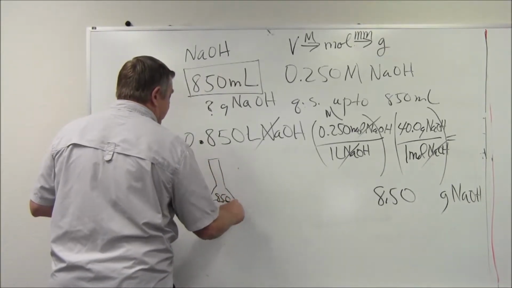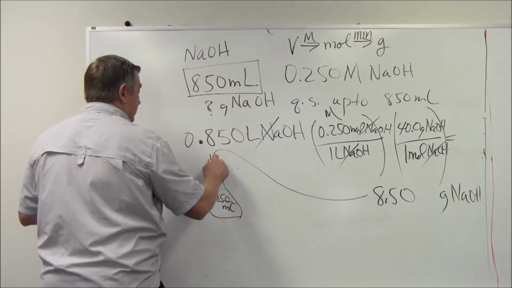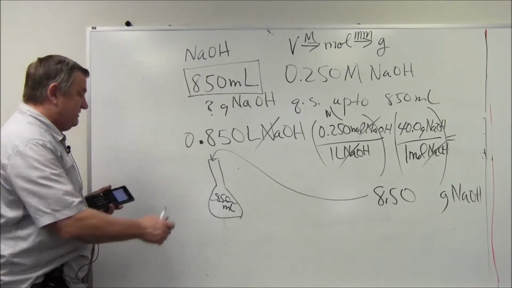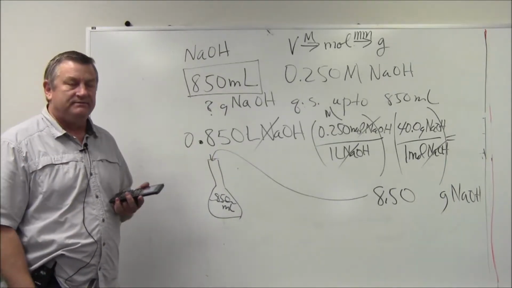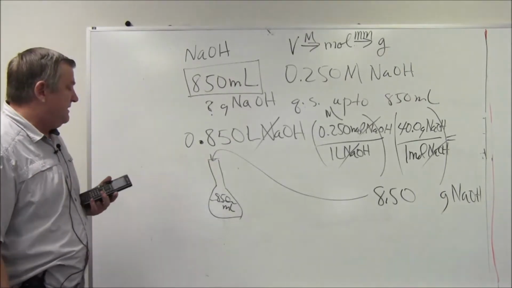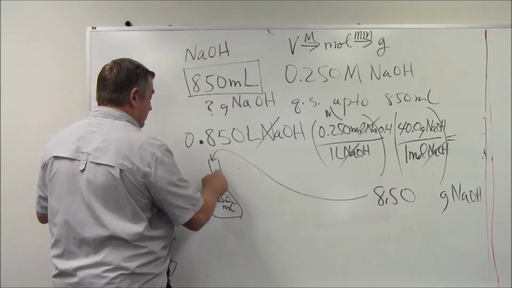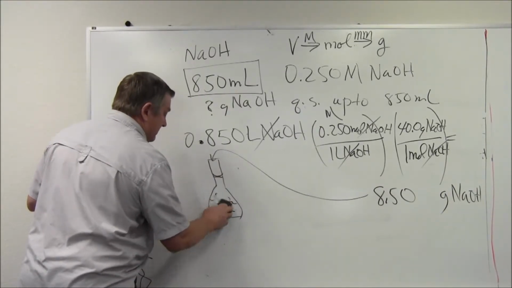So I put some water in here. I weigh out my 8.5 grams. I dump it in here. And then I use a wash bottle to get all the crystals in the bottom. Stir it on a stir plate with a Teflon stir bar. And then I QS it right to the line. Make sure it's all mixed. And there I have it.